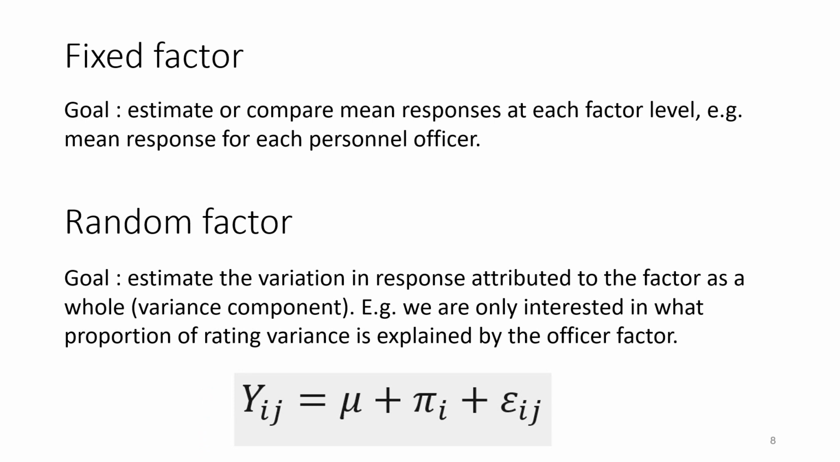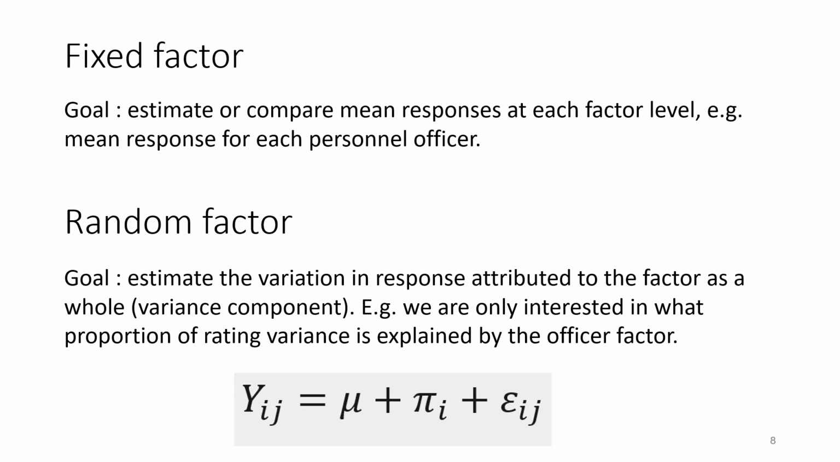I is the officer index from 1 to 5. J is the candidate index from 1 to 10. Yij is the assigned rating. Mu is the mean response, and epsilon ij is the random error term. The value pi is the effect of the ith officer.